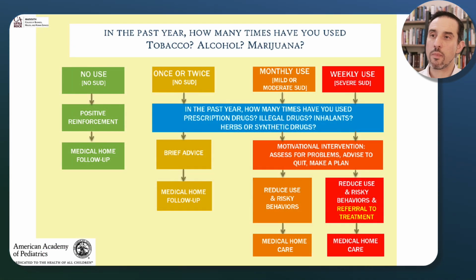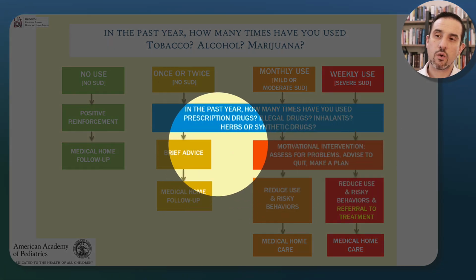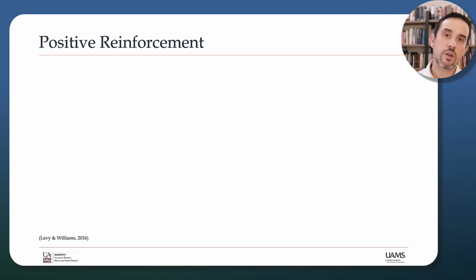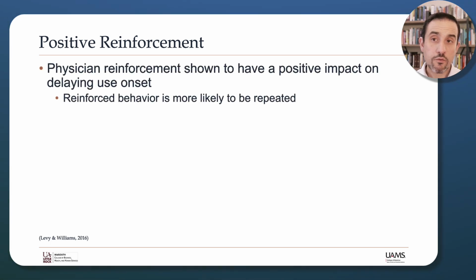So let's get back to our model. We've talked about these. How do you, generally speaking, have the conversation? Let's drill in now to, for each of these categories, what we can do. So if there's no use, what we're going for there is positive reinforcement. And this is really important because physician reinforcement has been shown to have a positive impact on delayed onset of use. So if you say, hey, great job for not using substances, that was a healthy choice on your part, they're more likely to stay that way because behavior we reinforce is more likely to be repeated.